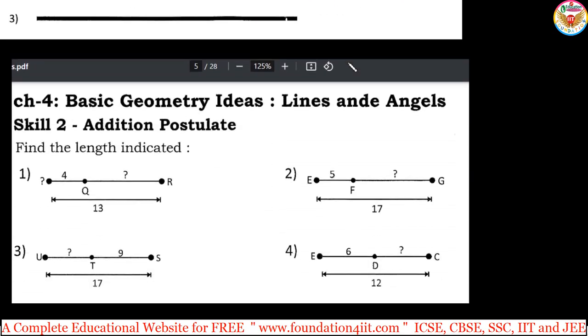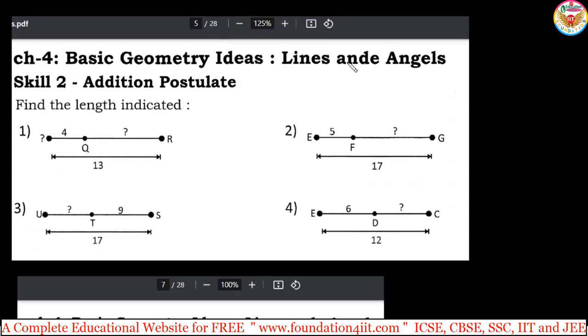The first 4 pages are only about measuring the lines. Various types of questions are given. So from the PDF file you can take that, measure, and write the answer beside every line. Right. Let us start the concept first here.